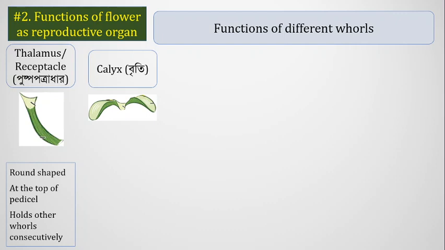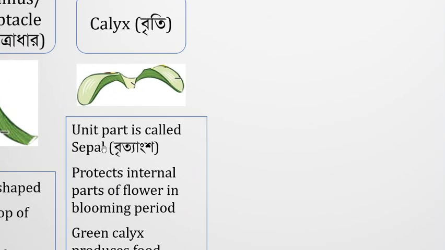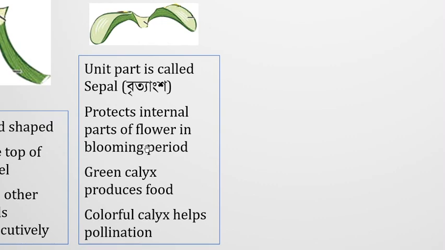The first, outermost part is called the calyx, and this calyx contains multiple parts, and every unit part found in the calyx is called a sepal, Brittangsho. What is its function? It protects the internal parts of the flower during the blooming period, and when it is green in color, this green calyx produces food. And the colorful calyx, when it is not green but of a different color, helps in pollination by attracting different insects by its color.